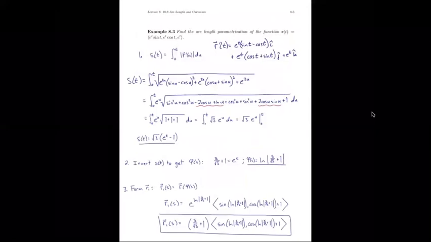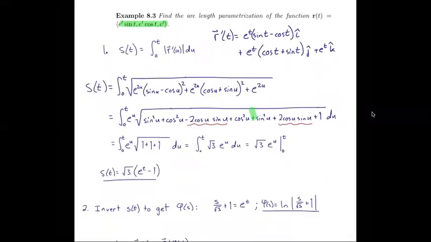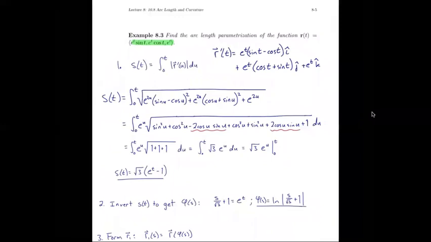Find the arc length parameterization of the function r of t equals e to the t sine t, e to the t cosine t, and e to the t. So in this situation, we probably want to take the derivative first all by itself. Using the product rule, we obtain this expression here in terms of standard basis vectors. So there's r prime of t.